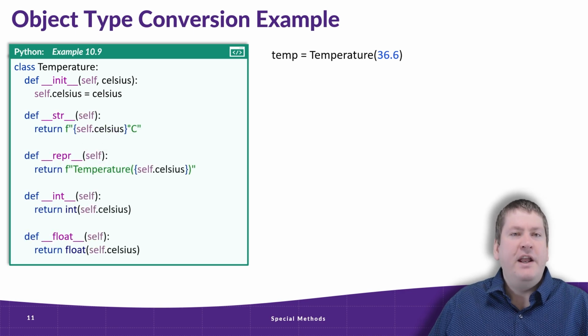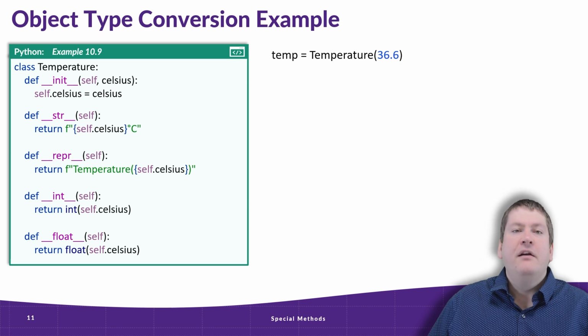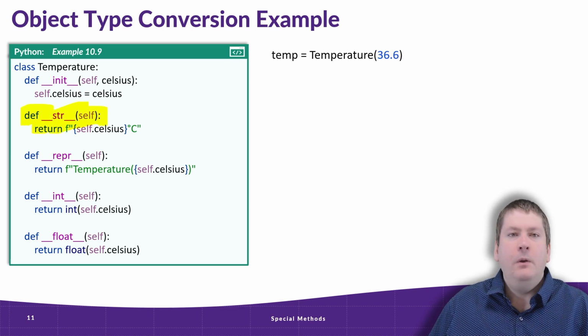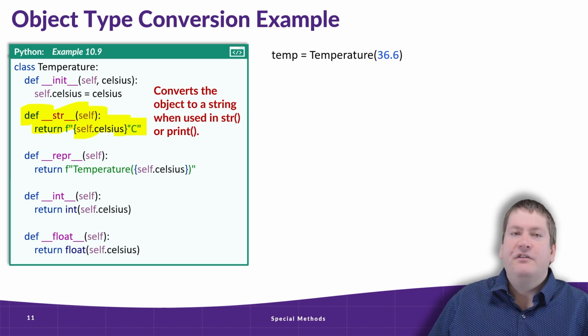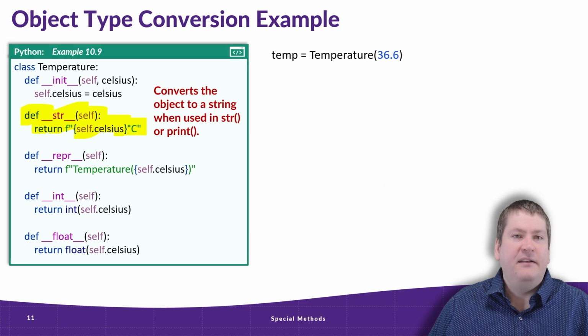So there is a way to change how this works with print and the other conversion functions. So now we've added a few special methods, and we'll go through and explain them. First, we have the string method, and this is called when we convert the object to a string using the string function or the print function. In this case, we're simply going to output a string that has the degrees Celsius from our Celsius instance attribute, and we're going to add on the degree symbol and a C to denote that this is in Celsius.